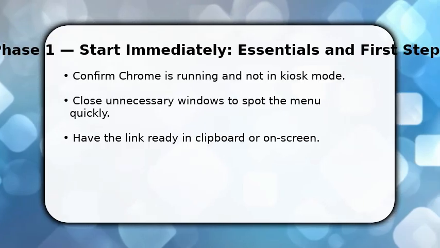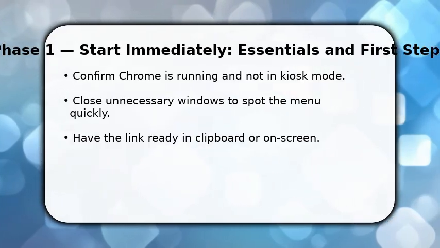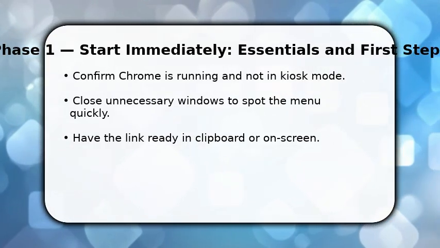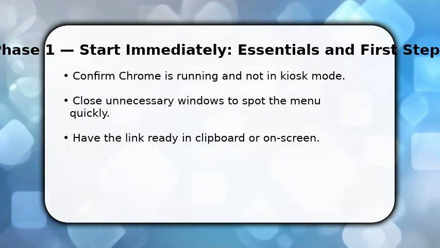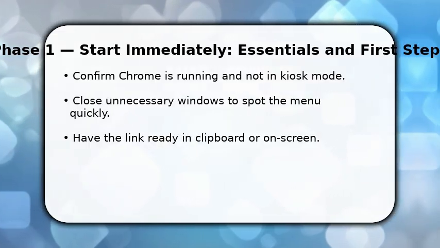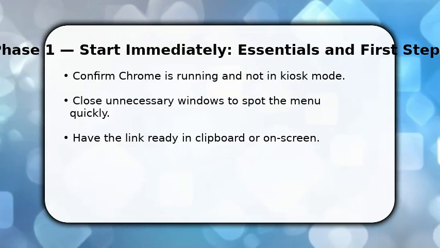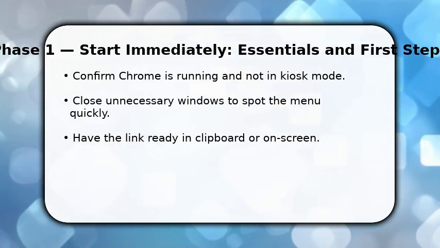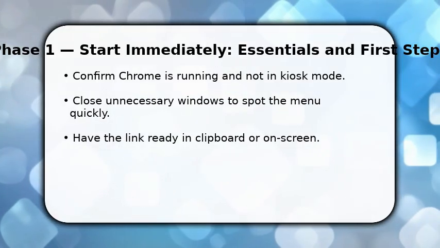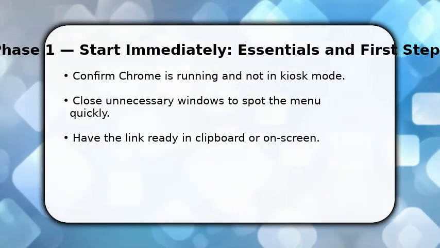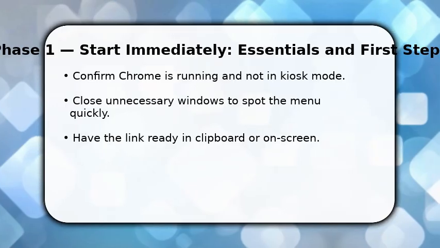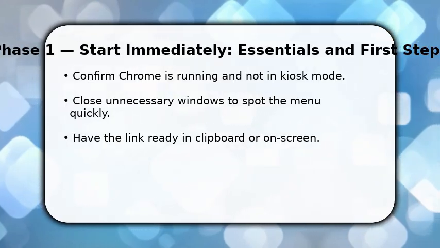You start by making sure Chrome is open and responsive. This avoids delays. Once done, right-click the link if it's visible, or copy it to the clipboard so you don't fumble. Now, press Ctrl+Shift+N on Windows or Command+Shift+N on Mac to open an Incognito window immediately. This is faster than navigating menus.